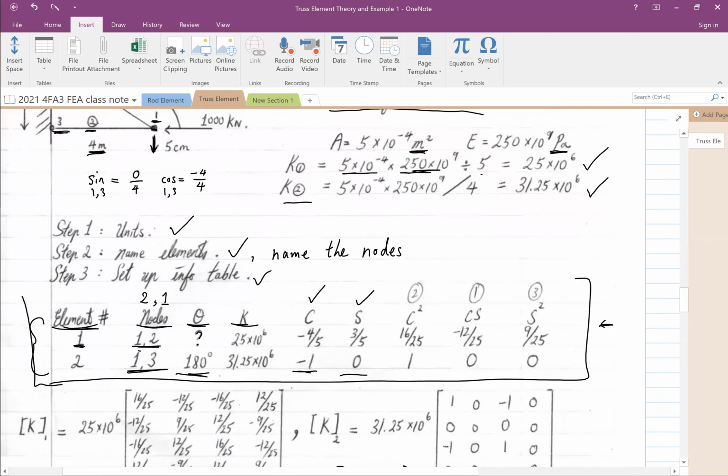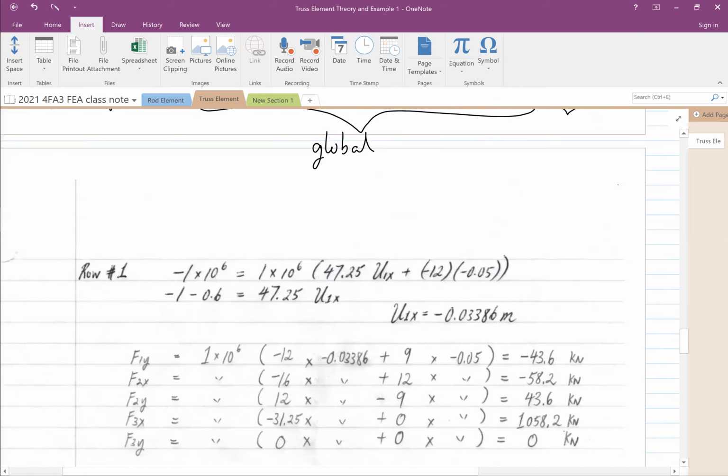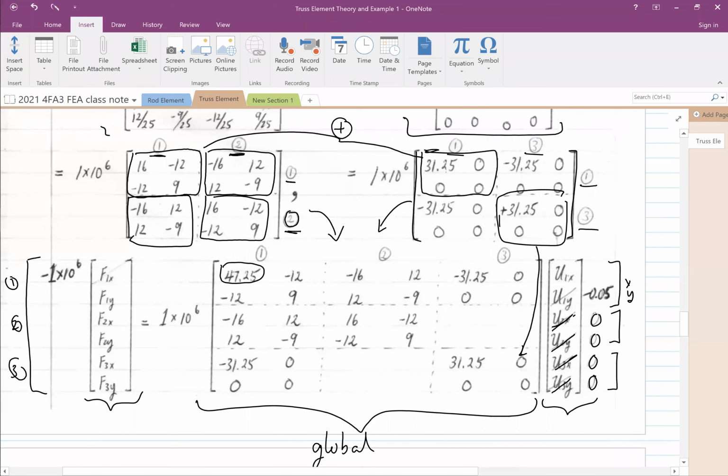U1y is moving down by 5 centimeters, right? So this is negative 0.05. U1x is something that we don't know. We have to solve for it. Now let's look at the force vector. We only know node 1 is being pressed in the x direction by 1,000 kilonewtons. So it is -1 times 10 to the 6.